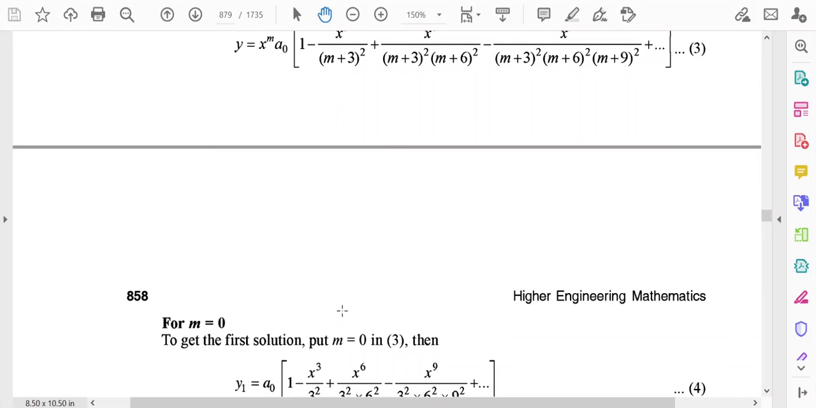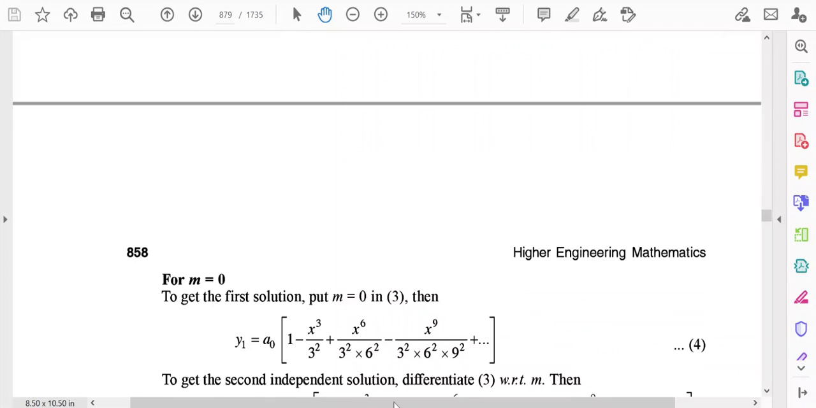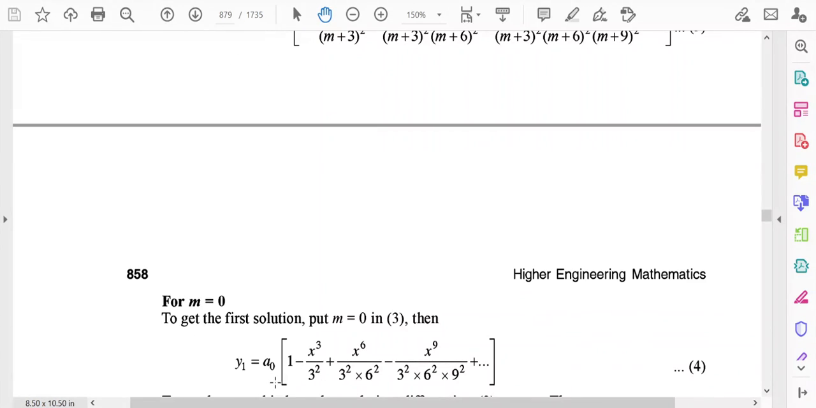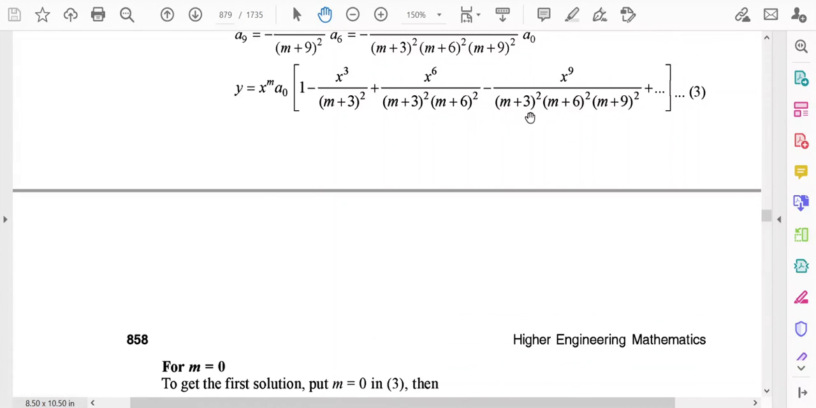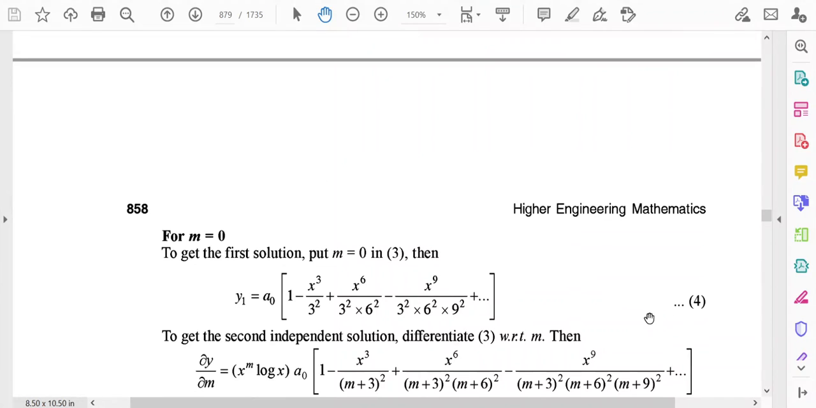So the first solution can be obtained if we just put m is equal to 0 here. In that case, x to the power m will be just 1. So y1 will be a0 into this one, that is, you have to again put m is equal to 0 here, and we can get a simplified equation 4. This is the first solution.